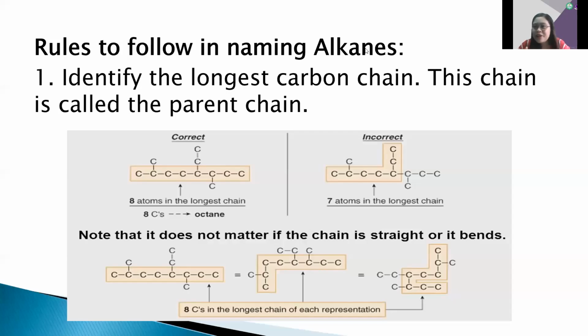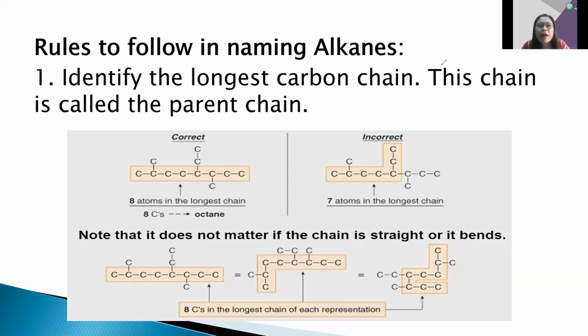Okay, yesterday we ended with the naming of our organic compounds, but we have not yet finished the rules in our naming. So balikan natin siya and then tapusin natin, para at the end of the session, you will know how to name our alkanes to be specific.